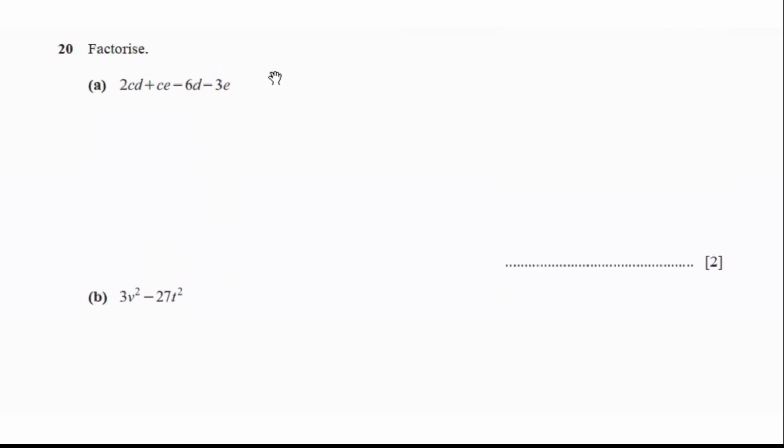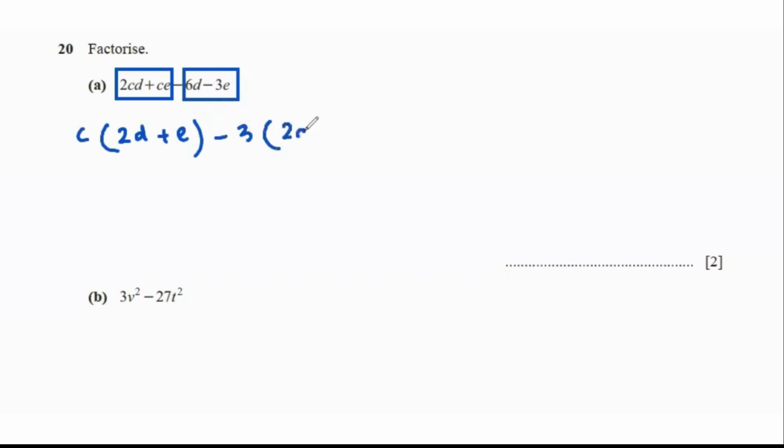Question 20 says, factorize the following. So we're going to split it into two groups. This is the first group. This is the second group. So between 2CD and CE, we have C common. So C brackets 2D plus E. Between 6D and 3E, we have negative 3 common. So 2D plus E again. Then 2D plus E bracket C minus 3. Why C minus 3? Because between C minus 3, we have 2D plus E common.